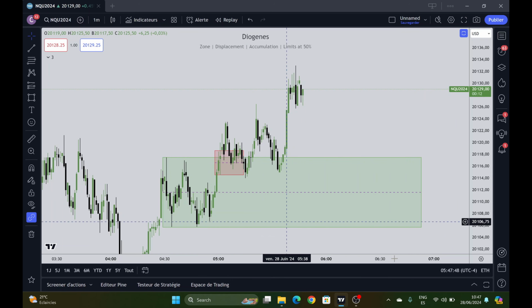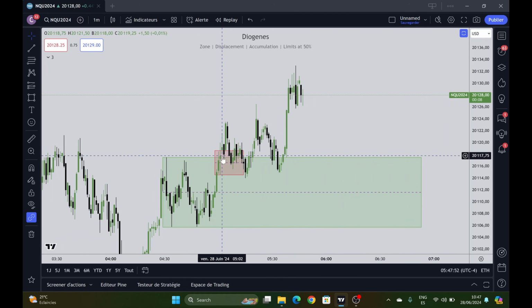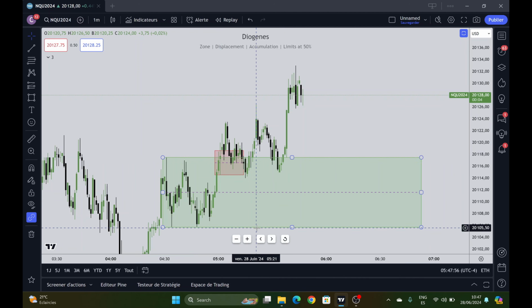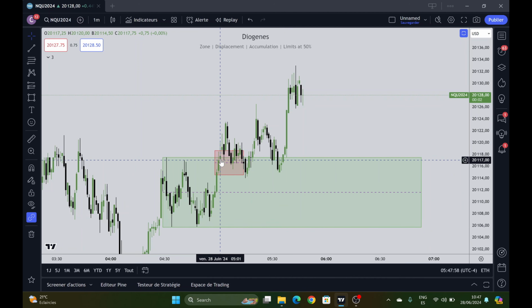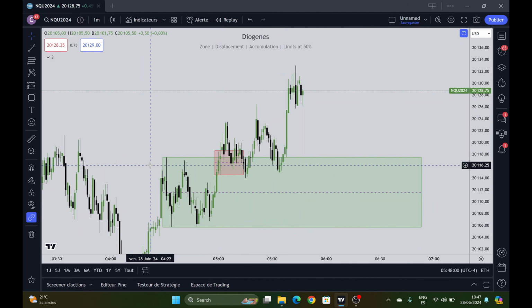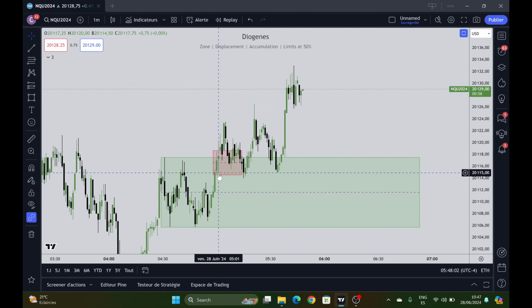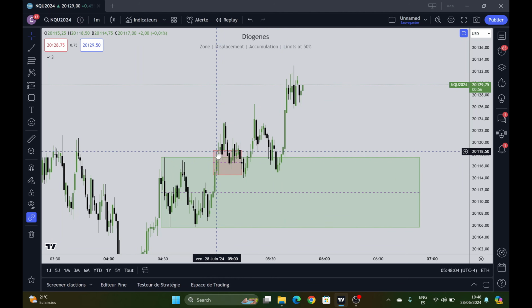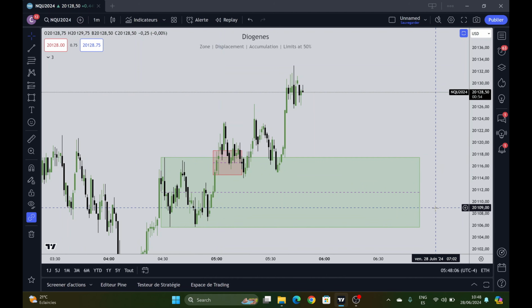Another example, we had this bullish M1 zone and we closed above it with this candle. So the last sell-in before we closed above this zone was this fractal. So this is a fractal example of the SNDR.